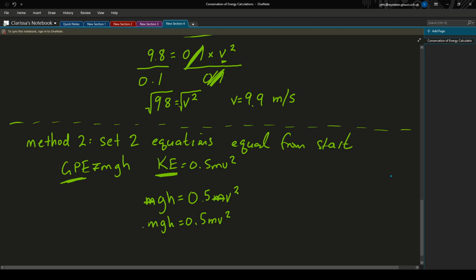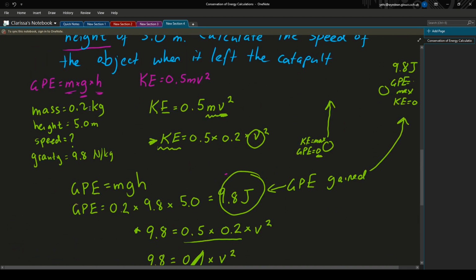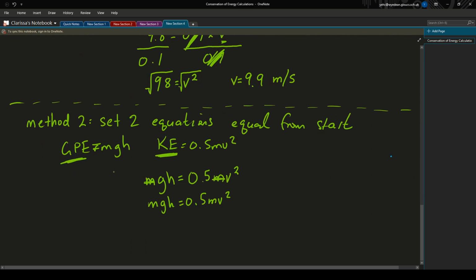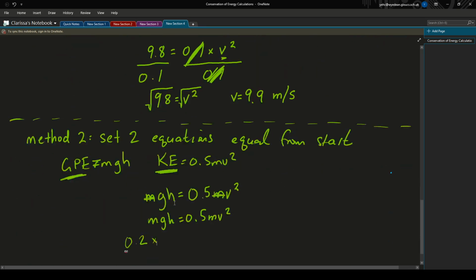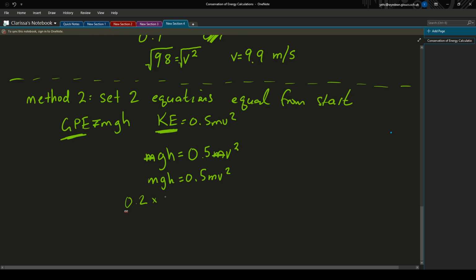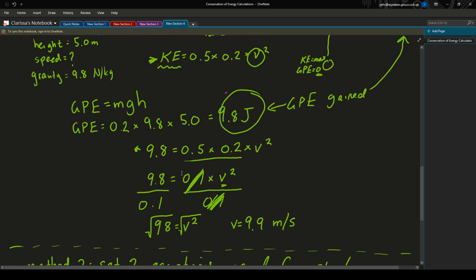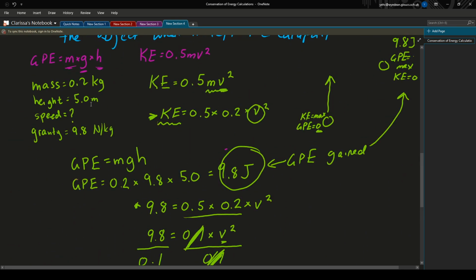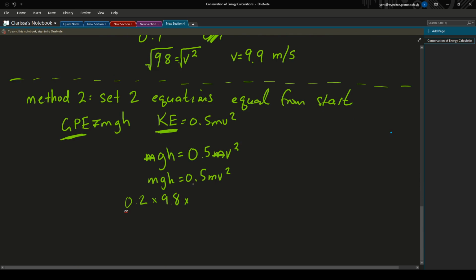Let's see if I have a number for m. My mass, scroll up to my list, is 0.2. So I have 0.2 substituted in here. Then I have my g, it's 9.8, as I remember, on Earth. And for h, my height is 5, so I have 0.2 times 9.8 times 5 equals 0.5 times my mass, once again 0.2, it's the same object, times v squared.